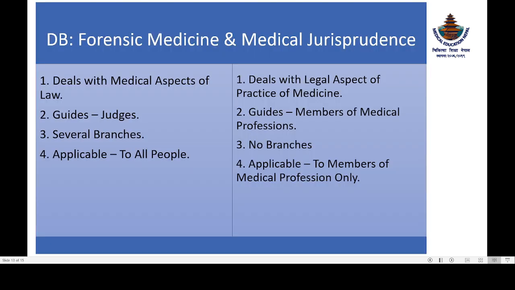Now, the differences between forensic medicine and medical jurisprudence. Forensic medicine deals with the medical aspect of the law, whereas medical jurisprudence deals with the legal aspect of the practice of medicine. So the first point is the definition, the second point is the guide. Forensic medicine guides the judges, whereas medical jurisprudence guides the members of the medical profession. Forensic medicine has several branches, whereas medical jurisprudence has no branches. Forensic medicine is applicable to all people, whereas medical jurisprudence is applicable only to the members of the medical profession.